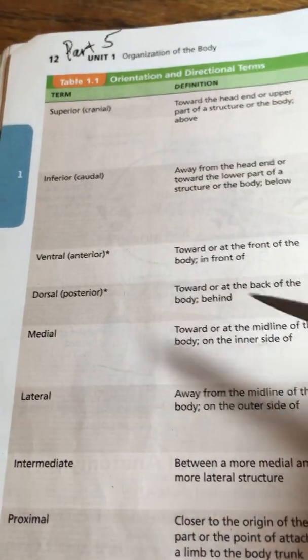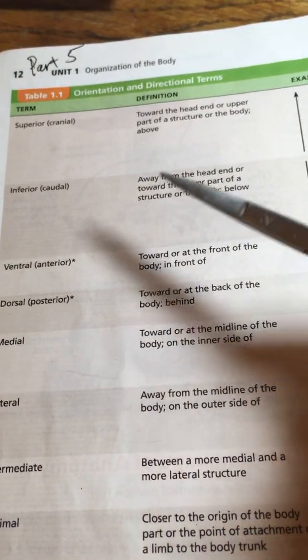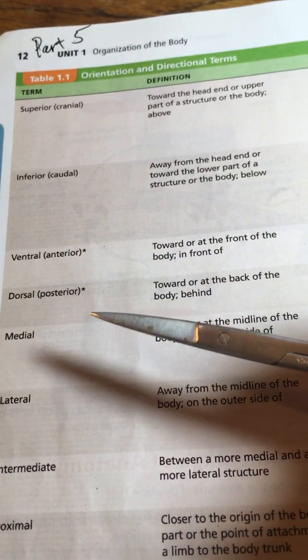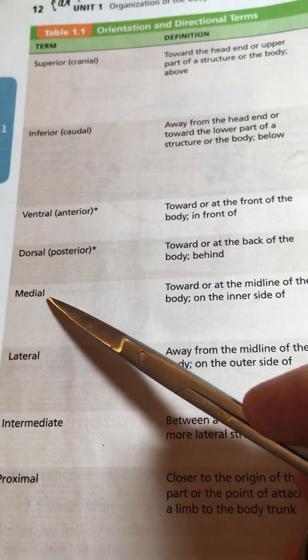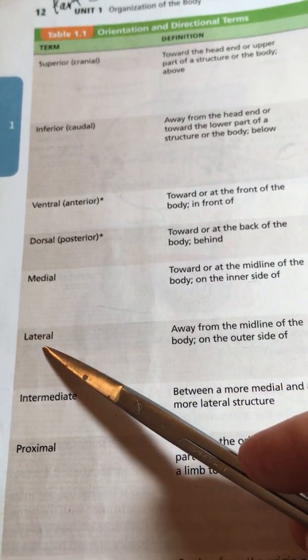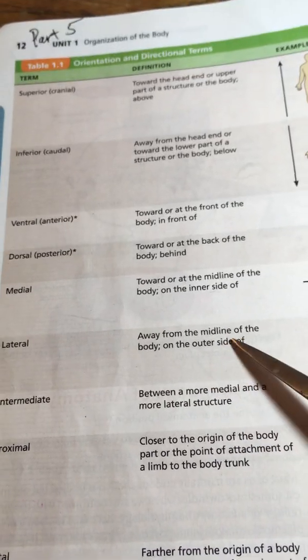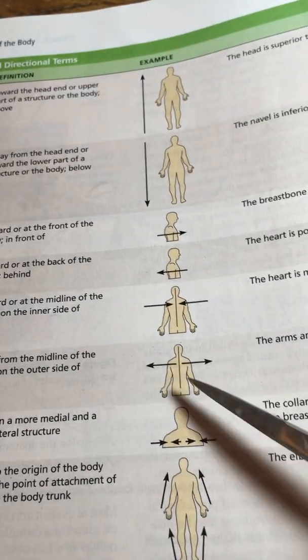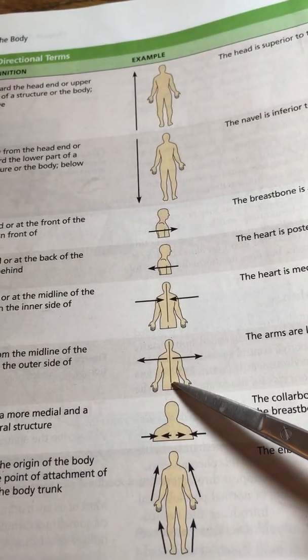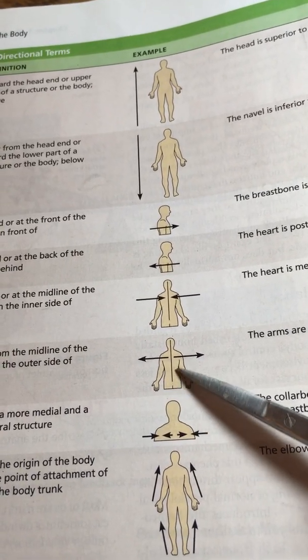Alrighty then. So we have our superior and our inferior aspects. We have our ventral and dorsal aspects. We have our medial aspects, which are along the mid-sagittal line, in between the lateral aspects, which are as far away as possible from the mid-sagittal line. Okay, so lateral is away from medial, left or right.